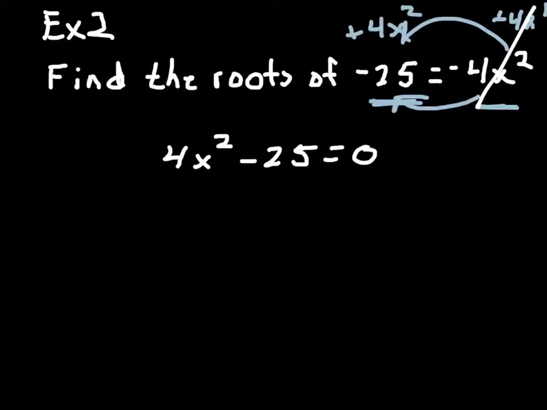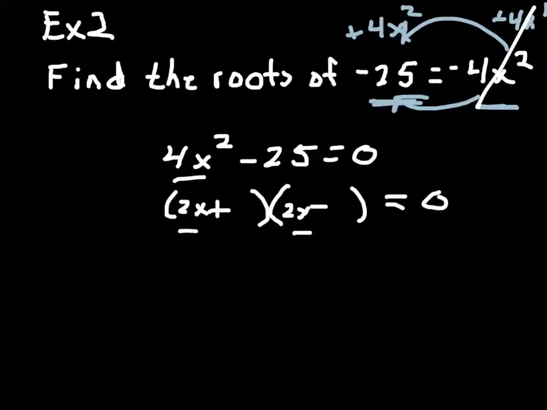Now what I have here is the difference of two perfect squares. And remember, the difference of two perfect squares, and remember this is equal to 0, always factors into a plus and a minus. Alright, what are the perfect squares of 4x squared? Well, 2x and 2x, right? This is first, so it goes in the first part there. And then what are the perfect squares of 25? Well, 5 and 5.